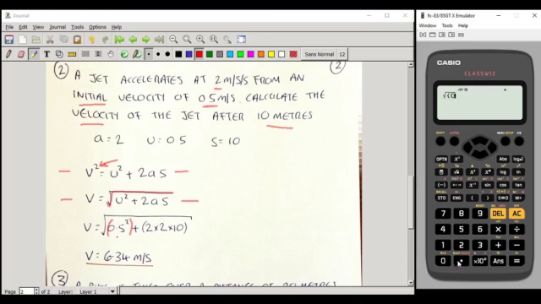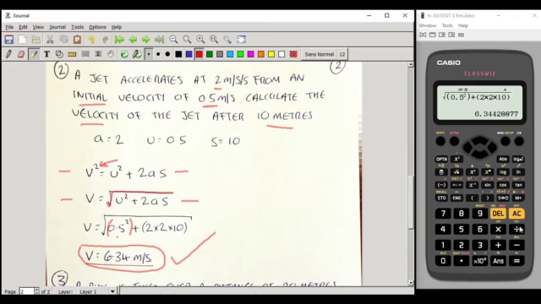I'll just do 0.5 squared plus, open a bracket, 2 times 2 times 10. Close the bracket. All square rooted equals 6.34, 6 point whatever, and a bit. So that'll do me. That's the answer. Tick.